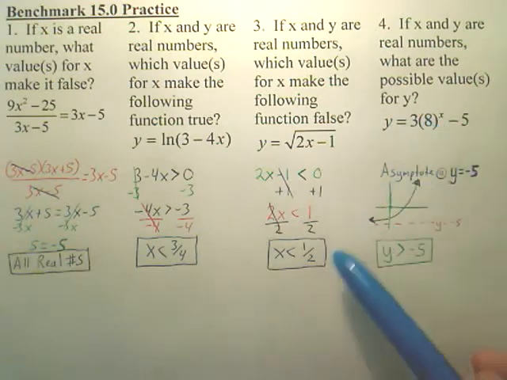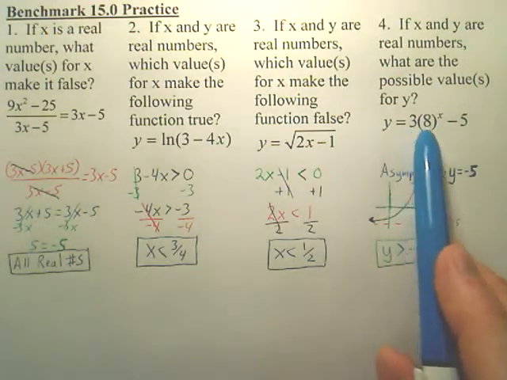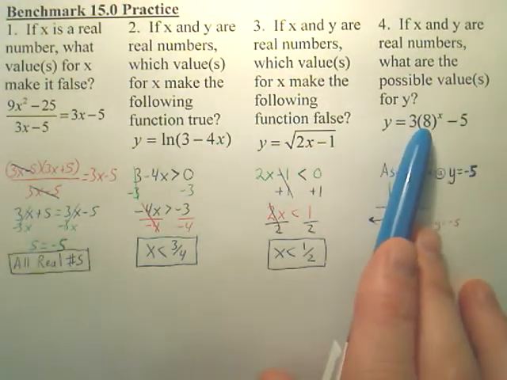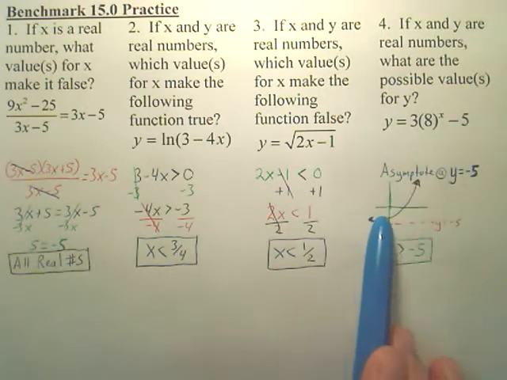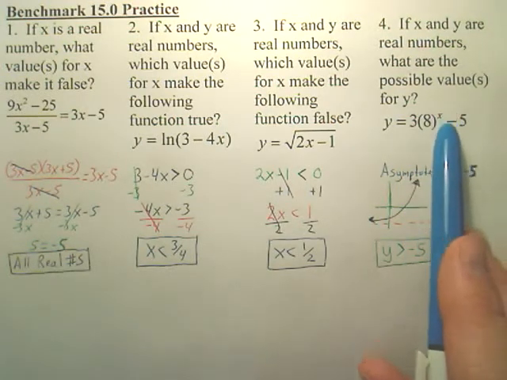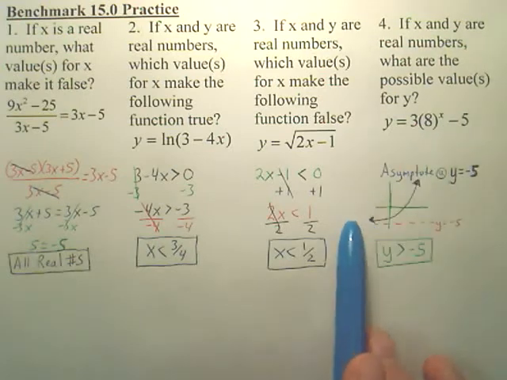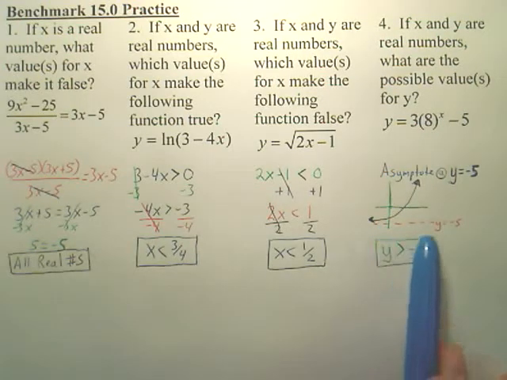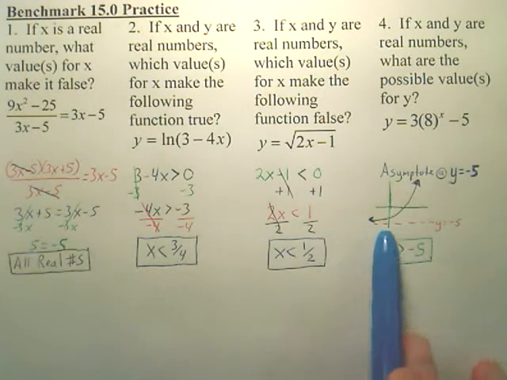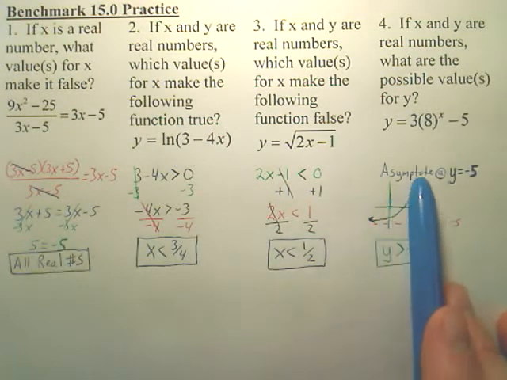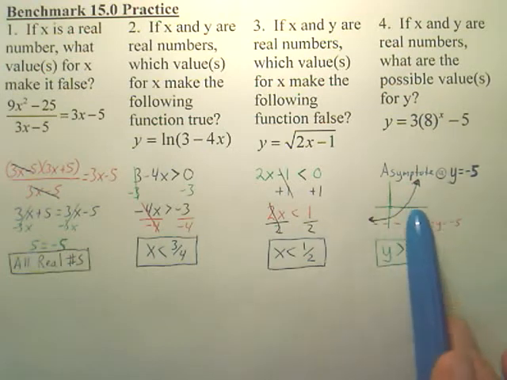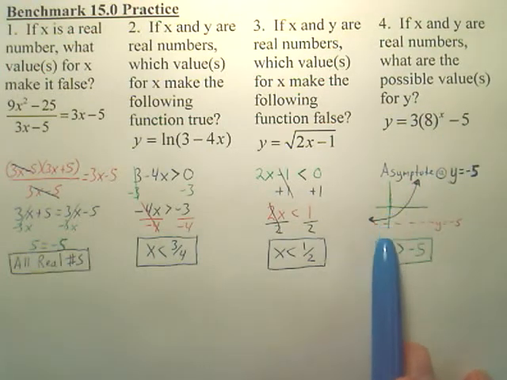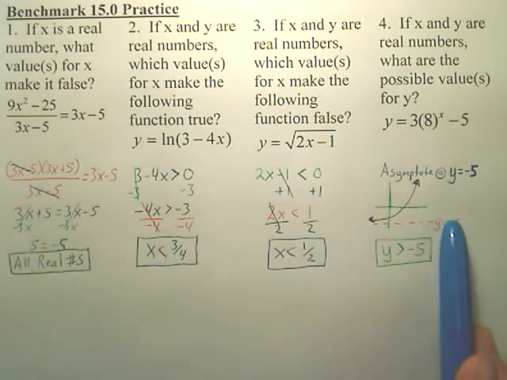Okay, last one. If x and y are real numbers, what are the possible value or values of y? Basically, what are the outputs? Well, first you have to realize, covering that up, that's a growth. The base is bigger than 1, so it's a growth, so it looks like this. And then what you realize is minus 5, all that does is take your growth function and drop it down 5, meaning your asymptote is now at -5. It used to be at 0, but now since it's minus 5 it moved down 5, so your asymptote's here.